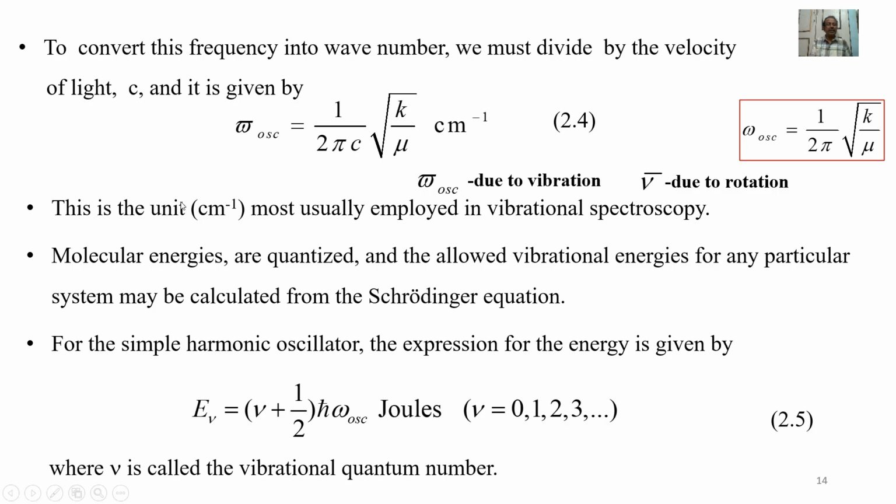Molecular energies are quantized, and the allowed vibration energies for any particular system may be calculated using Schrödinger wave equation. For the simple harmonic oscillator, the expression for the energy is given by, we know already this expression, E nu, which is equal to nu plus 1 by 2 h bar omega. It is measured in terms of joules, where nu is the vibrational quantum number. So it's a number, and it goes from 0, 1, 2, 3.